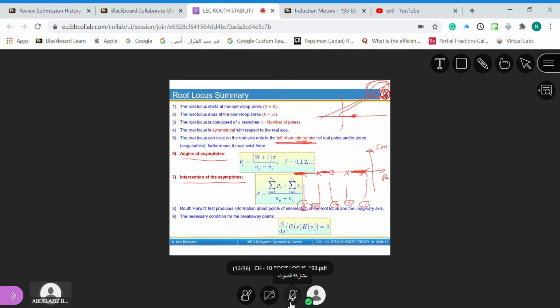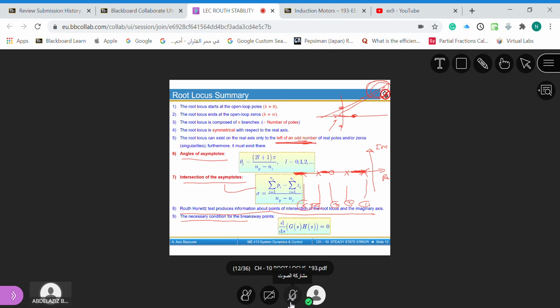So the intersection of the asymptote will be sigma, summation of poles minus summation of zeros over number of poles minus number of zeros. And then we will do the Routh-Hurwitz test to produce information about the intersection with the imaginary axis. We will see here if there is intersection or not. And then we will see the necessary condition for the breakaway point. So the root locus is coming from here, and then we will see when it is breaking, when it does the breaking. d over ds of G(s)H(s) is equal to 0.